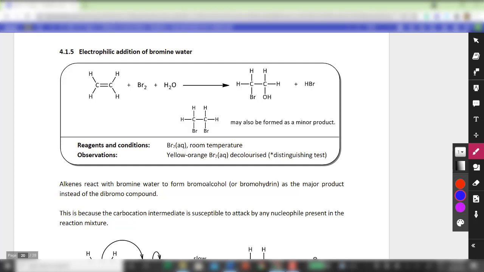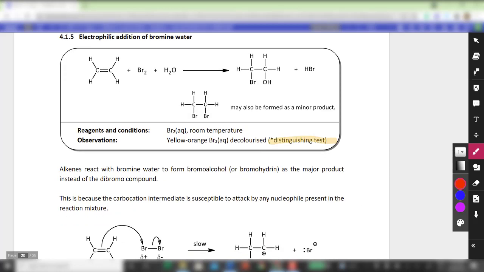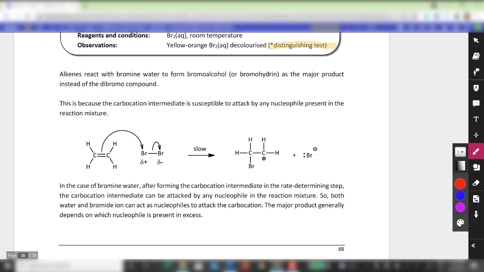So basically, it's bromine dissolving in water. As you might have seen in the lab, it's a bit orange-yellow in color. This is usually used as a distinguishing test for alkenes, because when you add bromine water, it will usually decolorize, and the decolorization is a test for unsaturation as well. The mechanism follows what you learned under halogens.